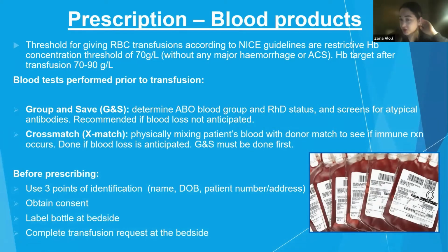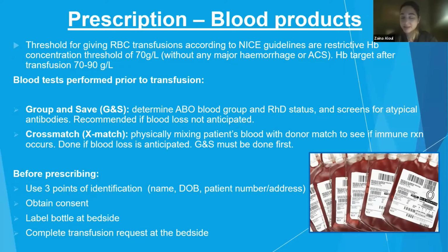So blood products are also a type of fluid, and with blood products, there are nice guidelines for people who are eligible for red blood cell transfusions. These are people who had major hemorrhage, sometimes people who have acute coronary syndrome, or people who have a hemoglobin level less than 70 grams per liter. And you should aim for a target of 70 to 90 grams per liter after the transfusion.